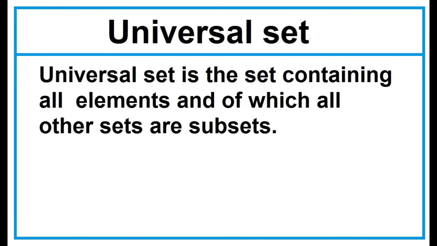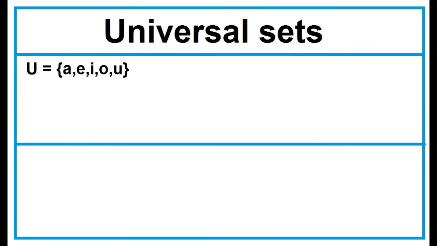Universal set. Universal set is the set containing all elements and of which all other sets are subsets. The universal set is represented by a capital letter U. Example, let U be the universal set. Set U is the set of all vowels in the English alphabet. All other sets are subsets of the universal set.